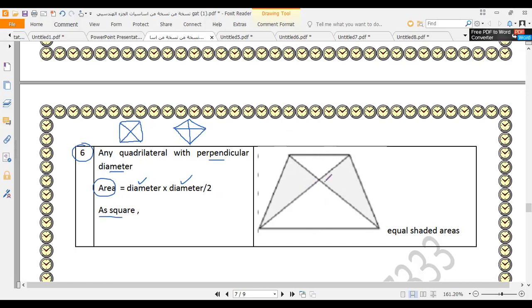If you have a trapezium, yeah, Maria, are you there? If you have a trapezium and you want to compare between these two shaded areas, you have to know the area of triangle 1 is equal to the area of triangle 2.